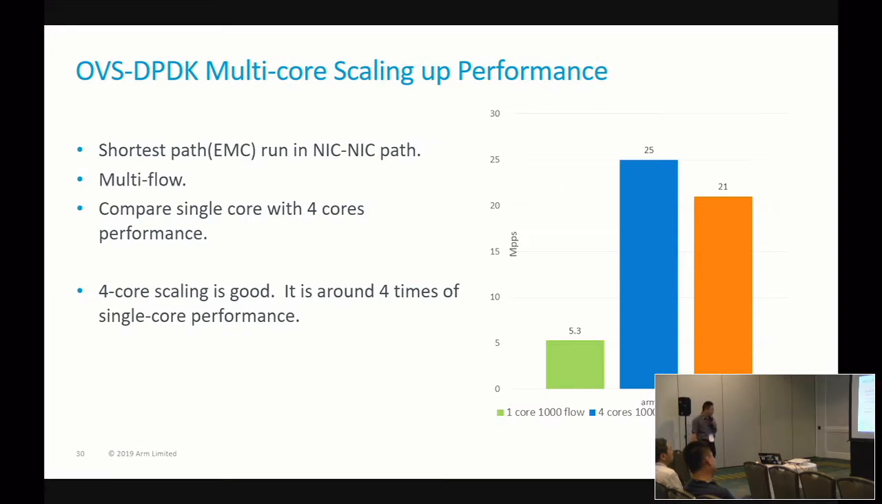The fourth one is OVS-DPDK multi-core scaling performance. We can gain a lot from using multiple cores. When we have 1,000 flows, the performance improvement may be 5 times with 4 cores compared with 1 core. And with 4,000 flows, the performance improvement is also very explicit.